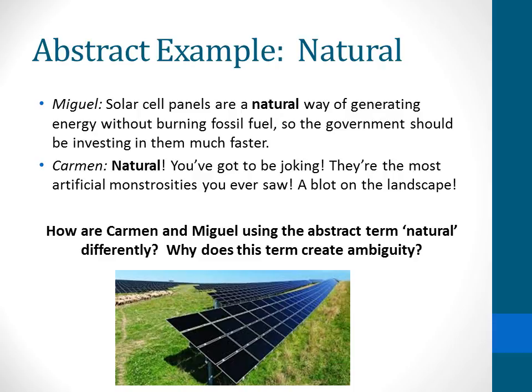So they're using the term natural in different ways. Miguel sees the sun as a natural energy source, whereas Carmen sees the solar cell panels, and you'll see a picture of them on the bottom of the slide, as being so ugly they ruin the landscape. Now, they're both using the word natural correctly. However, the ambiguity of this conversation can be very confusing because they're using the word natural correctly.